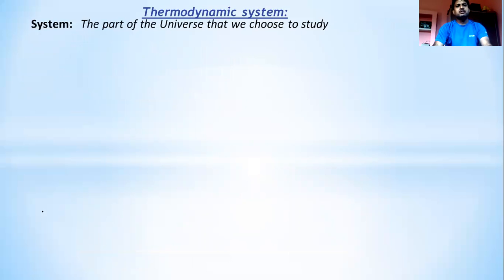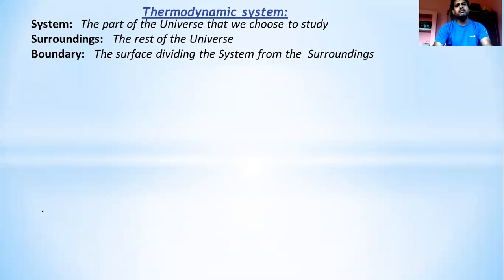Thermodynamic system: first, what is a system? A system means the part of the universe in which we are interested. Suppose you are doing some experiment. That particular conical flask or beaker is the system. Apart from that conical flask or beaker, whatever is there in this world or universe is called surroundings. That means the universe consists of system and surroundings. So we can write system plus surroundings equals universe.